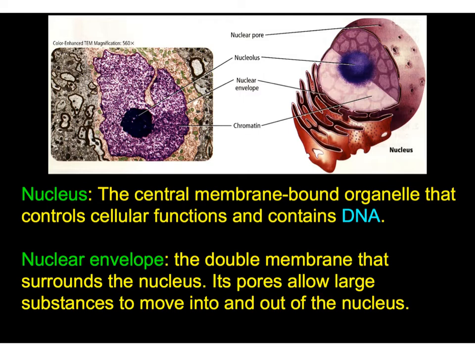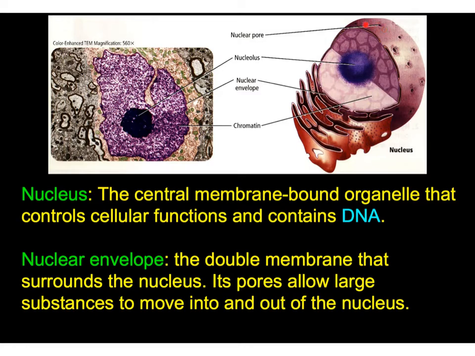It should be pretty much the largest. It's a large organelle that houses the DNA inside of it. It is surrounded by a membrane like all of our membrane-bound organelles, but this one's kind of interesting. It's kind of a double membrane, which you can see right here in the picture. There's sort of two layers of it, and it has its own name. It's called the nuclear envelope.